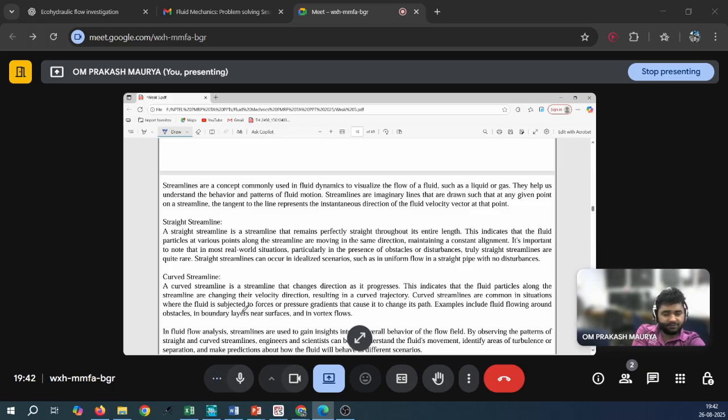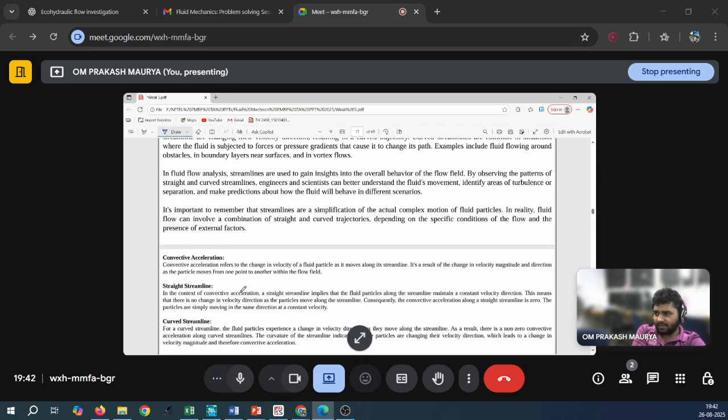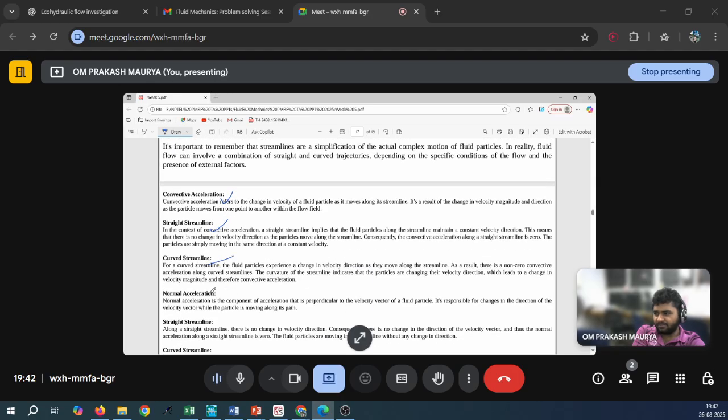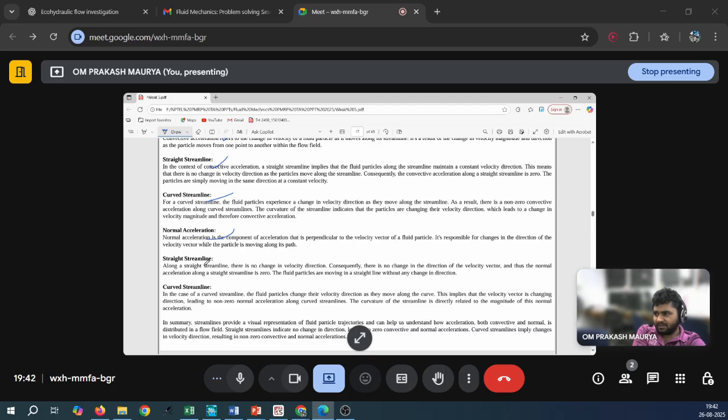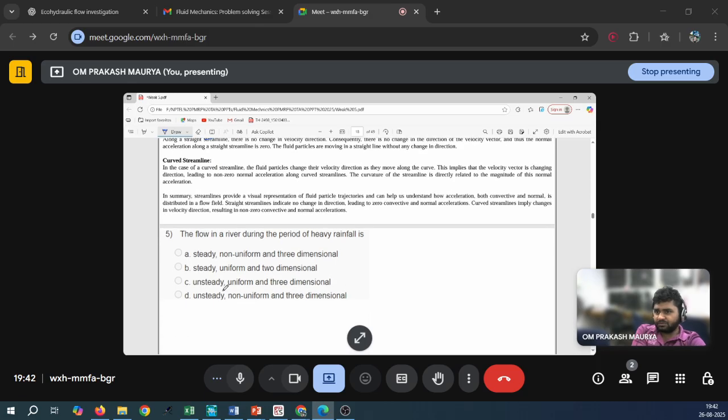So here the definitions are written: straight streamline and curved streamline, everything, what is convective acceleration, normal acceleration, everything is here. So everyone can go one by one once I upload the PDF.